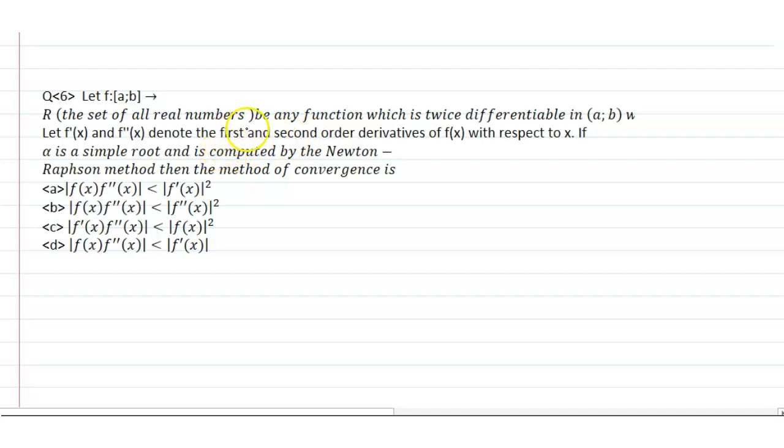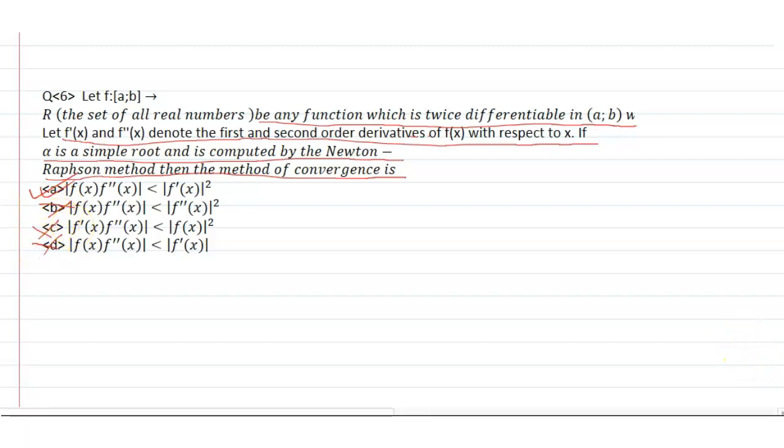Let f be any function on [a, b] which is twice differentiable in (a, b), and f dash x and f double dash x denote the derivatives of f(x) with respect to x. So alpha is a simple root, and we apply Newton-Raphson's method. Then for the method of convergence, obviously option A is correct and all others are wrong.